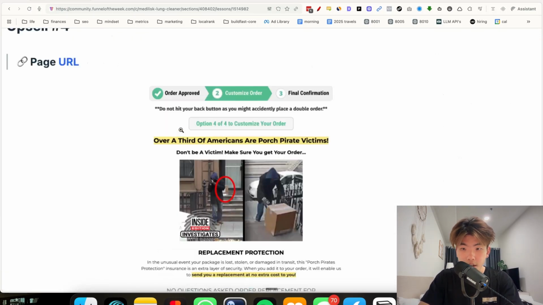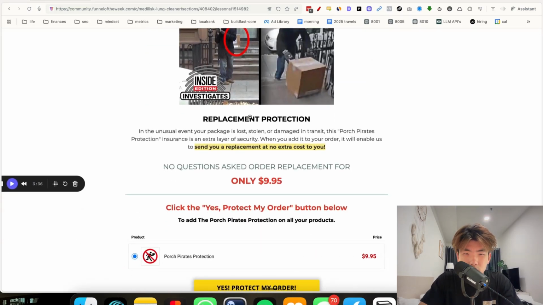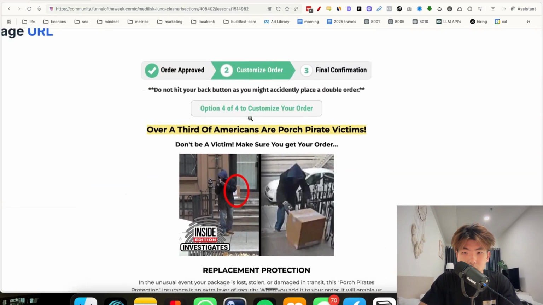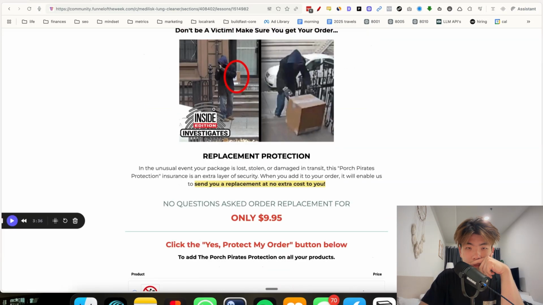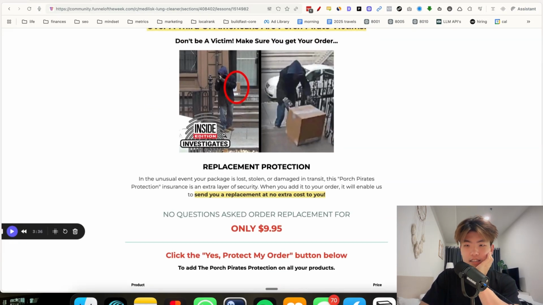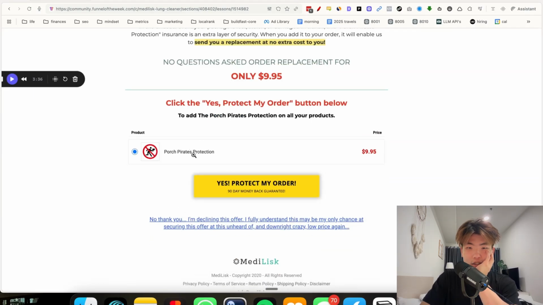And a fourth upsell. Let's see what this one is. Oh, so this is like insurance. It's funny because they use a picture of someone getting their stuff stolen, and it makes it look like it's news, and it's like, you just pay $10 to make sure that no one steals your stuff, and they call it porch pirates, which is hilarious.